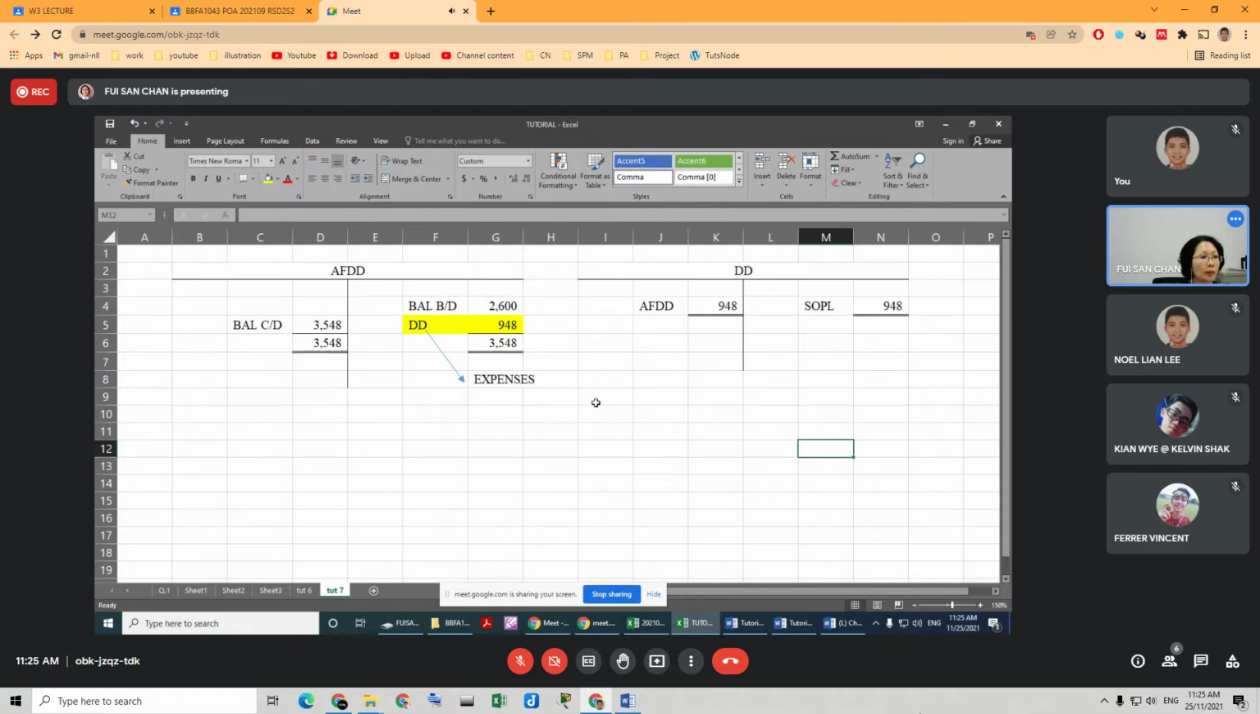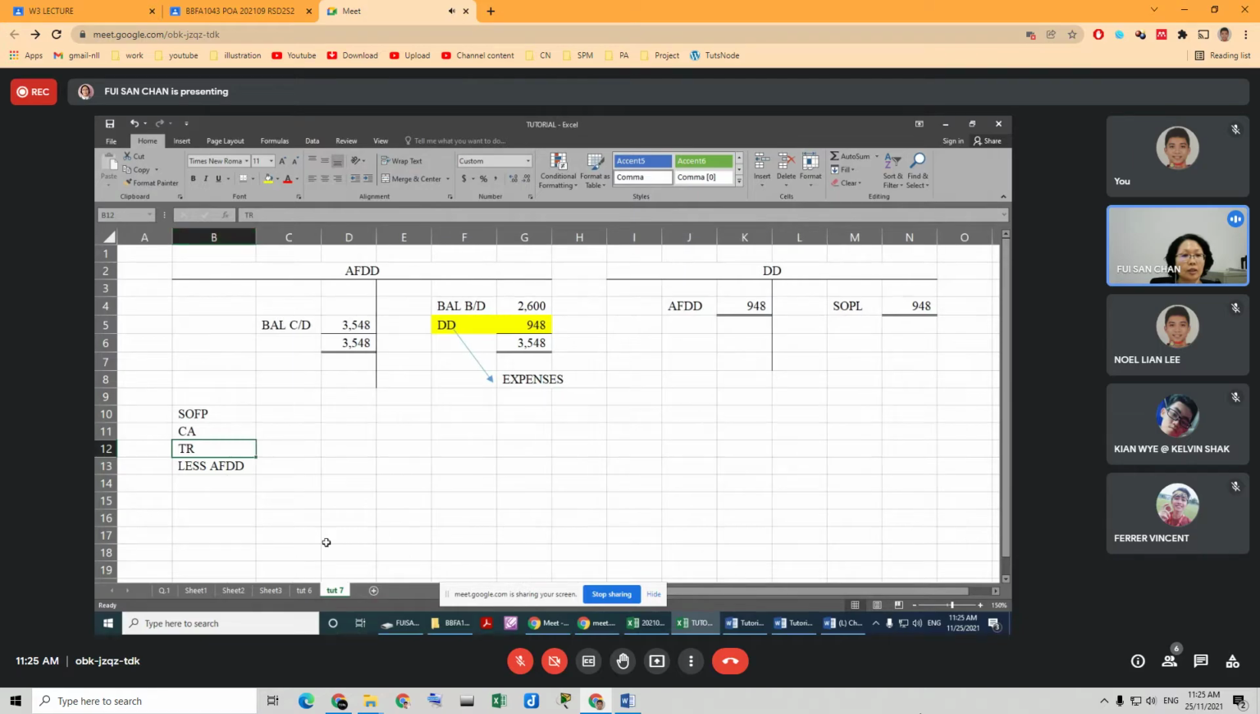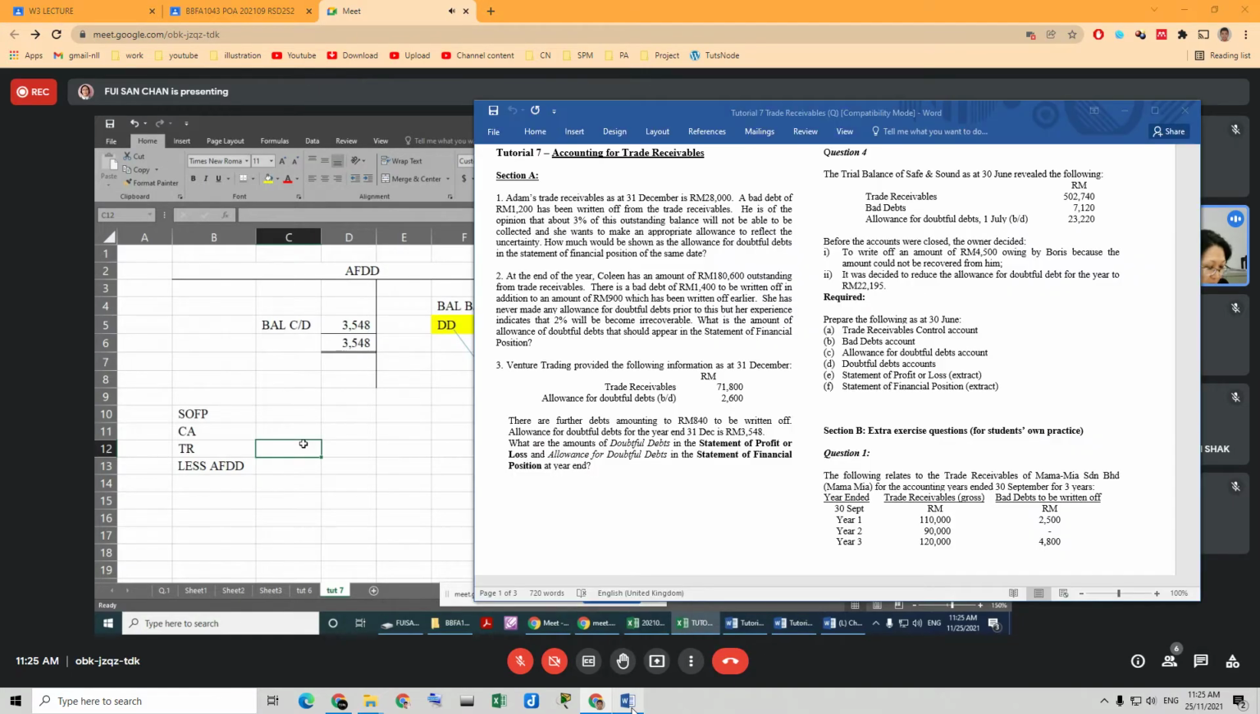Okay. Now, what happened in SOFP? In SOFP, how are you going to do it? So in SOFP, under your current asset, you have trade receivable, right? Then you have less AFDD, right? This one you can see from the lecture notes, okay? So you can see like this one. How much is your trade receivable? You understand what the question said?